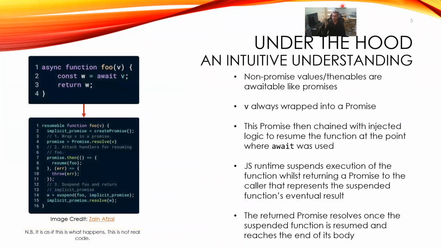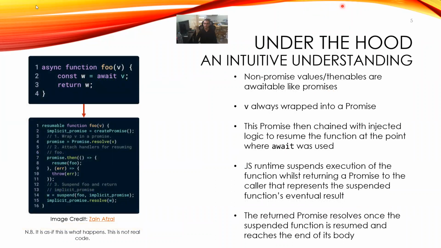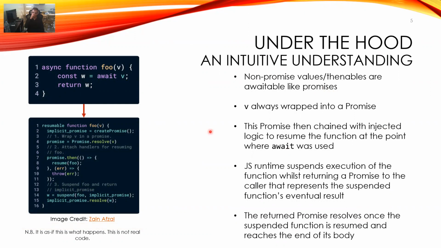Let's talk a little bit more about the details of how this works. Now, the goal is to get an intuitive understanding rather than knowing the exact specification and standard of how a browser does it, right? So let's say we have this piece of code here. This async function foo takes in a v, and it doesn't really matter what v is. Then we have this const w, and we are awaiting v, and then we are returning whatever this await expression returns, right?